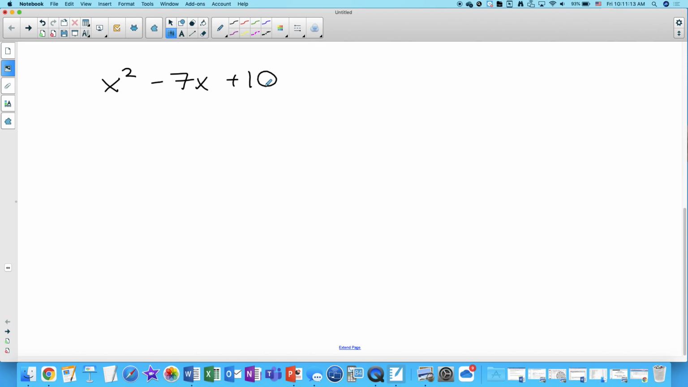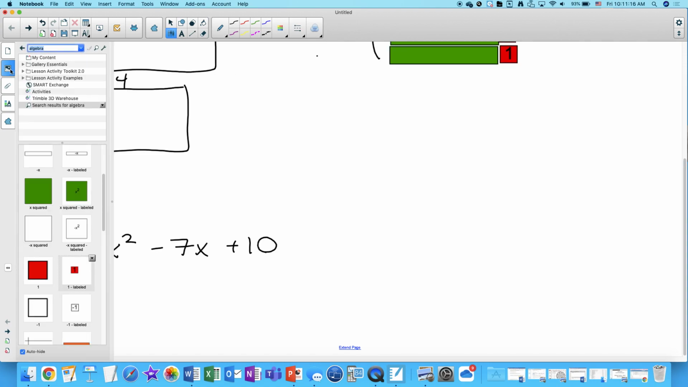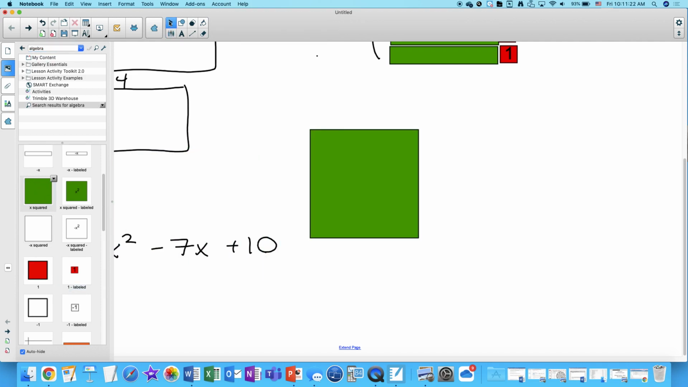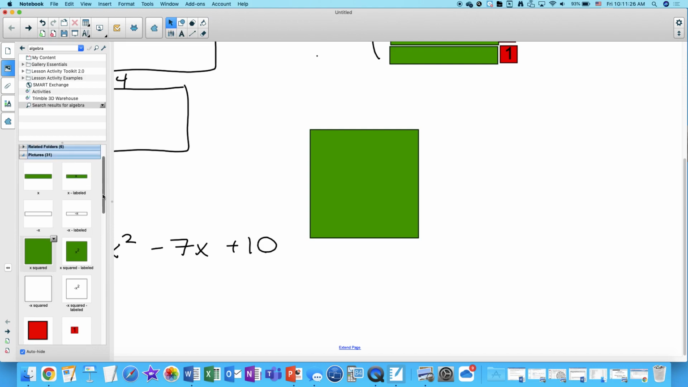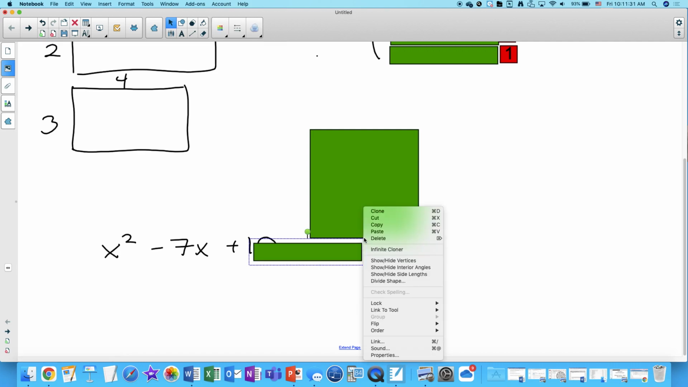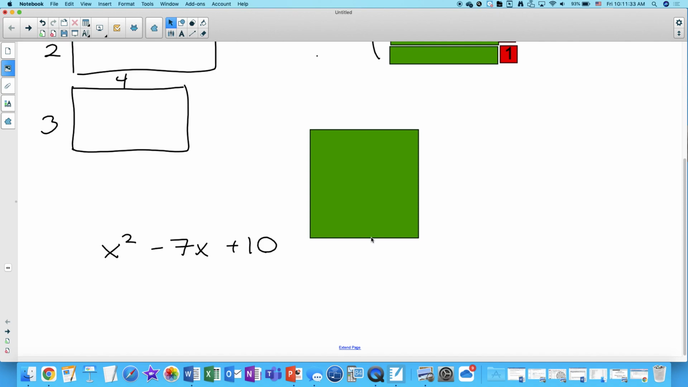Okay, so what am I going to start with? I'm going to start by taking out these tiles. So I need one x squared tile. I need 7x tiles. There we go. No, sorry, you're right. I need 7 negative x tiles. Thank you. Okay. I need these guys.